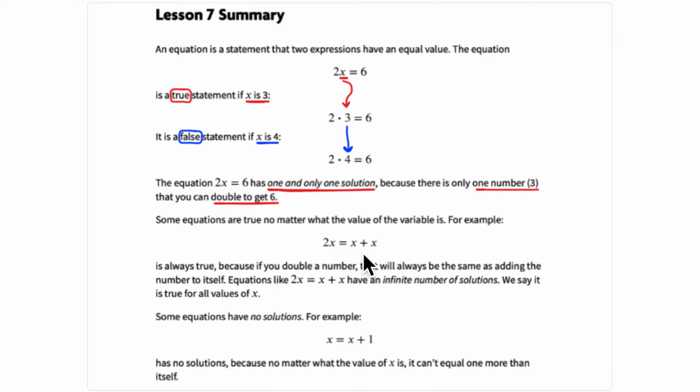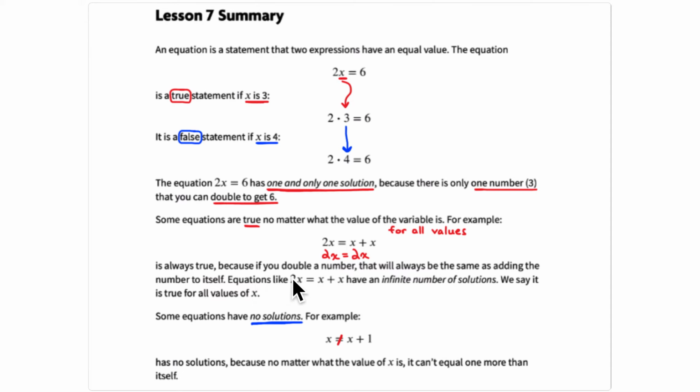Another example: in this equation, no matter what value you choose for x, it will always be true because 2x is equal to x plus x. If you add a number to itself, that's always going to be equal to double that number. So for all values of x, this is true. If you double a number, that will always be the same as adding the same number to itself.